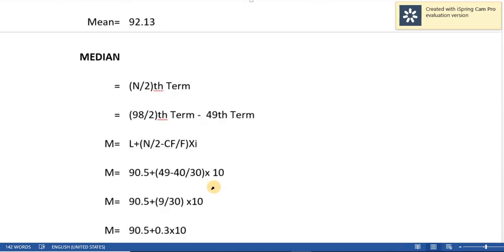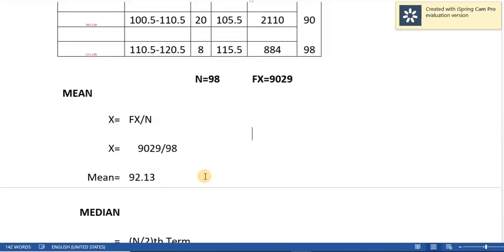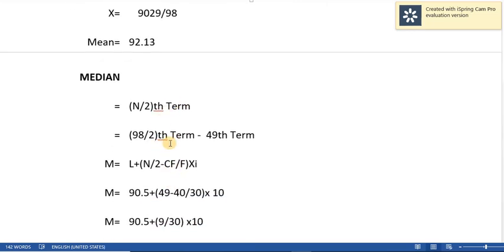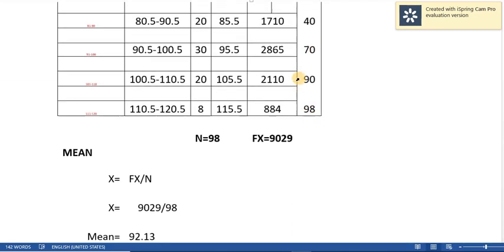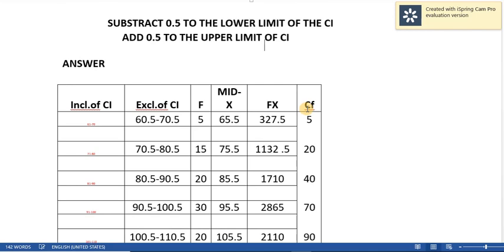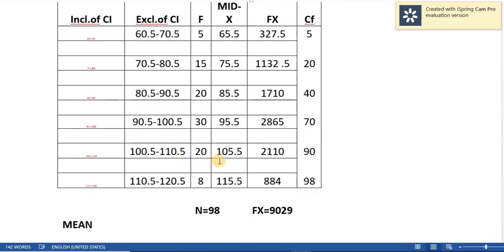In the median formula, we already know n by 2. What is the n value? 98. 98 divided by 2 is the 49th term. Look here, the 49th term. We want the cumulative frequency, so before solving the median problem we have to find the cumulative frequency. The frequency is 5. Then we add the next frequency 15, then it becomes 20, 20 plus 20 is 40, 40 plus 30 is 70, 70 plus 20 is 90, 90 plus 8 is 98, right?